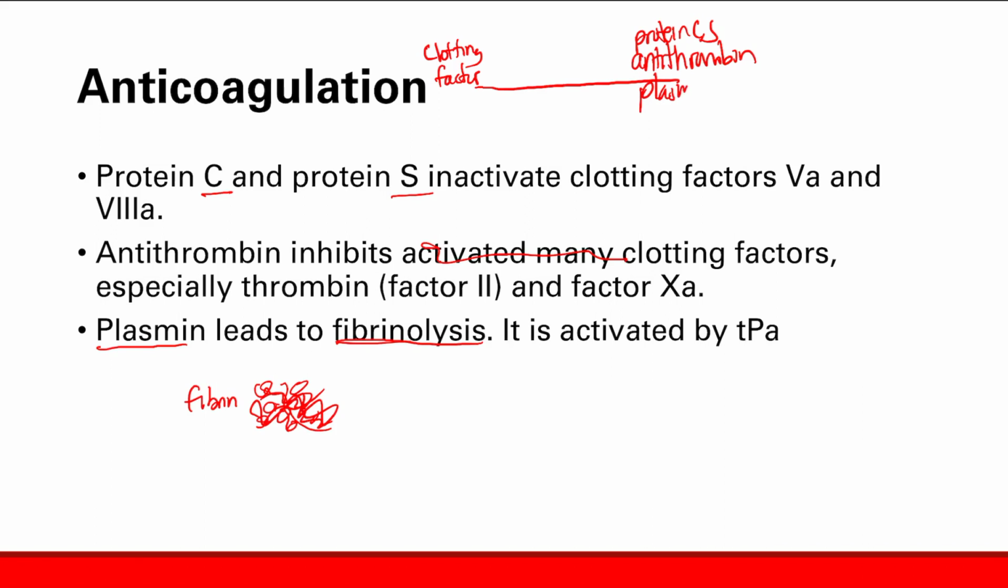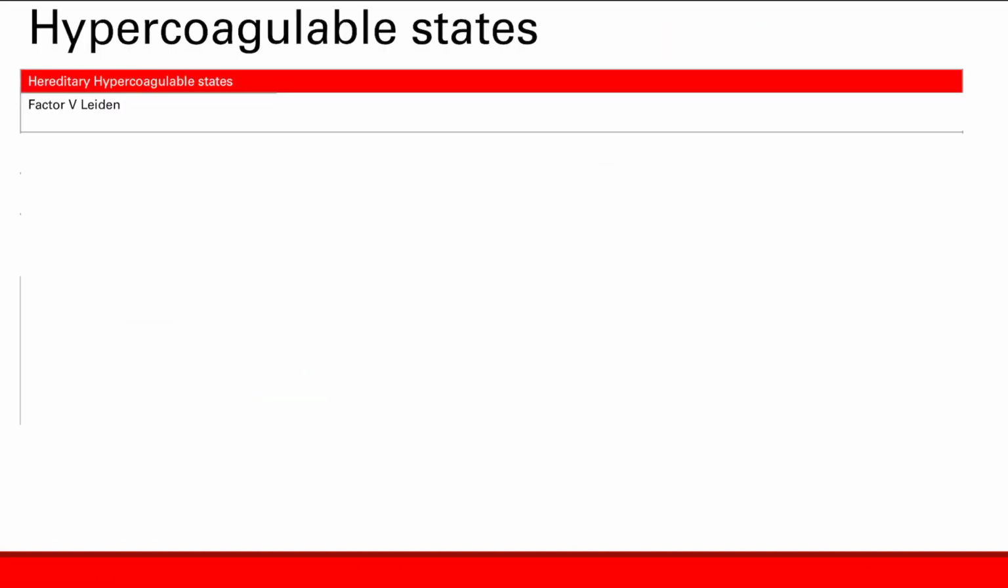So, protein C, how does that work? It inactivates factors 5 and 8. Antithrombin, how does it work? It inactivates factors 2 and 10A. And then finally, plasmin leads to fibrinolysis. And these are how all of these help prevent too much clotting. So we're going to talk about what happens when we have problems with this and a couple other things. And obviously, then you would have too much clotting, you get a hypercoagulable state.